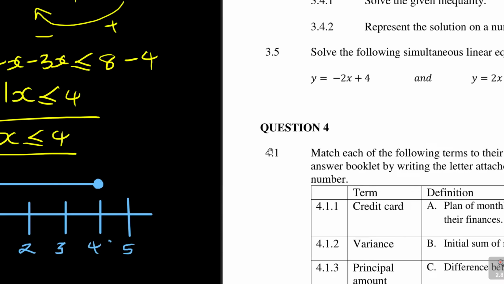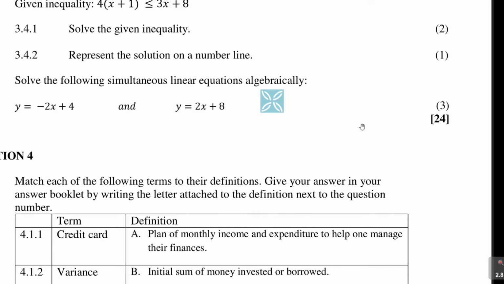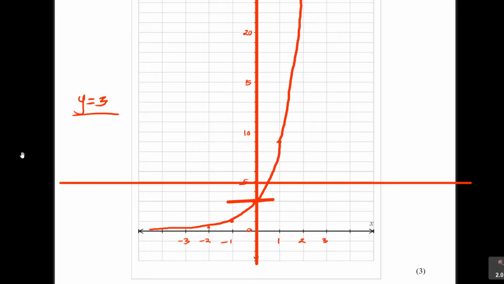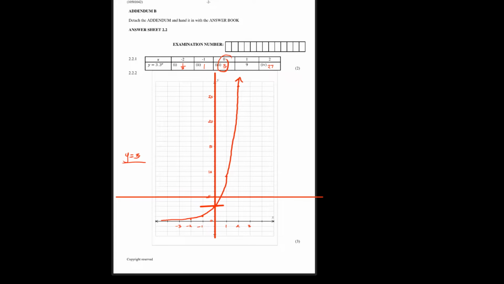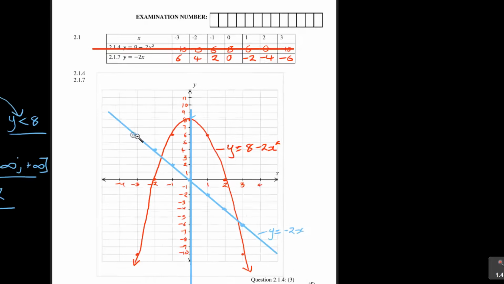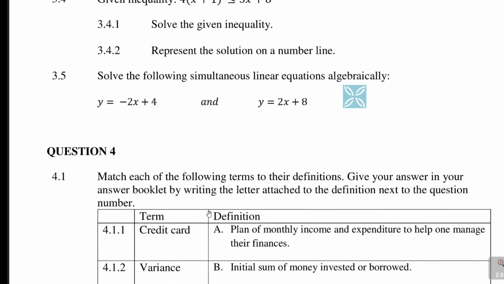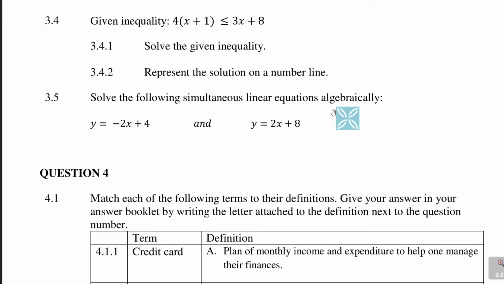So that is that. Okay, then 3.5: solve the following simultaneous linear equations algebraically. Don't know why they did this. Let's look, is there any graph, because they want us to solve this on the graph. Did they provide any? We have done that in the previous lessons. Alright, they didn't provide any graph, but it's fine. So what are they saying? y is -2x plus 4, y is 2x plus 8. This is max 3 marks. It's kind of an unfair question.